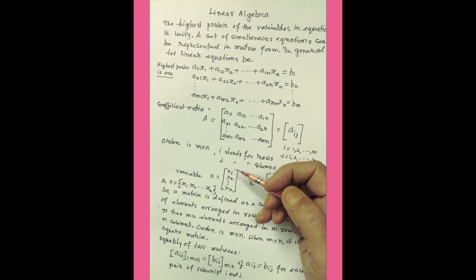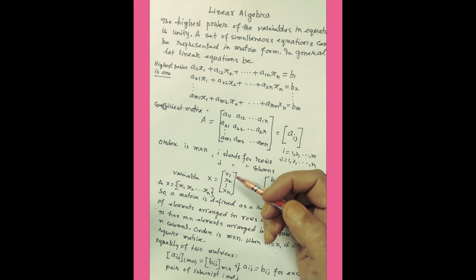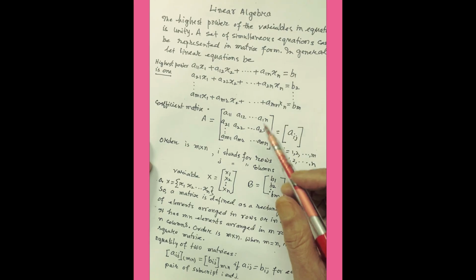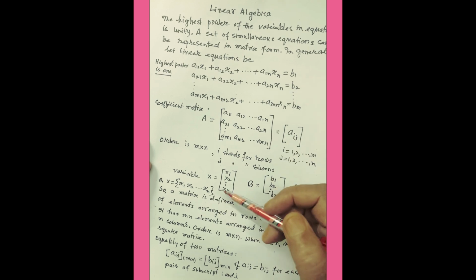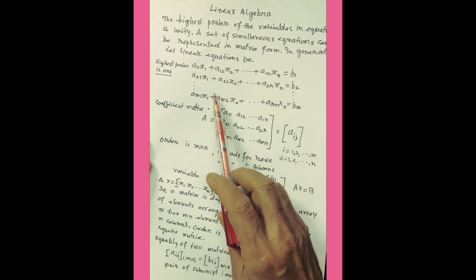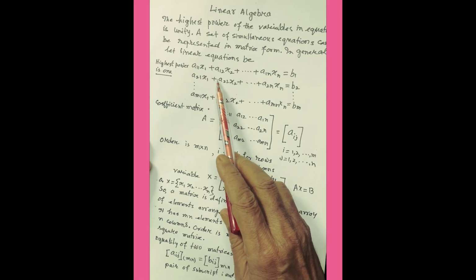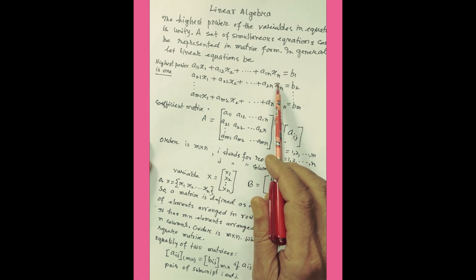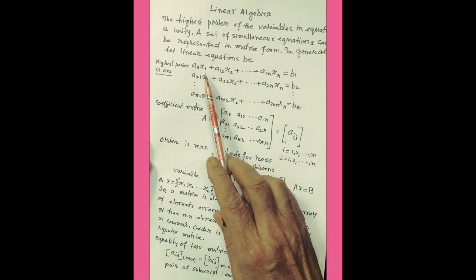It is called linear because the maximum power of the variable is 1. If the power is higher than 1, then it becomes non-linear. Okay? So suppose this is the system: a11 x1 plus a12 x2 plus so on, a1n xn is equal to b1. That means it is an equation.